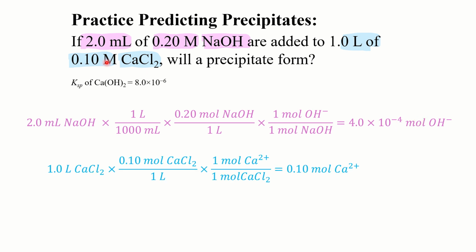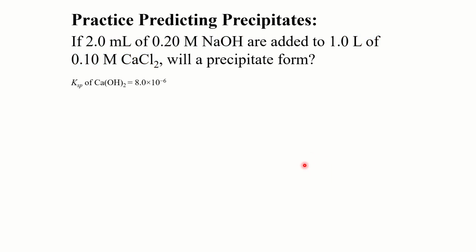Next, I'll do the same for the calcium chloride. I've got 1 liter present, so I don't need to do the milliliter to liter conversion. I can just go ahead and multiply by the given concentration of 0.10 moles per 1 liter. And then finally, converting from calcium chloride to just calcium, again noting that it's a 1-to-1 ratio. This tells me that I have 0.10 moles of calcium ions.